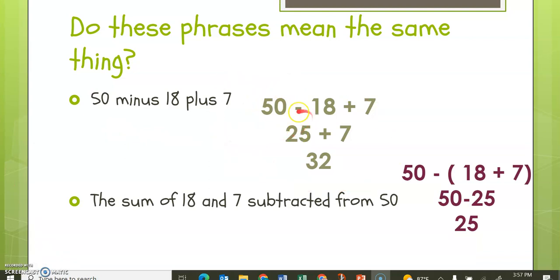And looking at this, I goofed on this one. This should read 50 minus 18 plus 7. 50 minus 18 is 32. So it should be 32 plus 7 equals 39. So this one is actually incorrect. It should be 39.